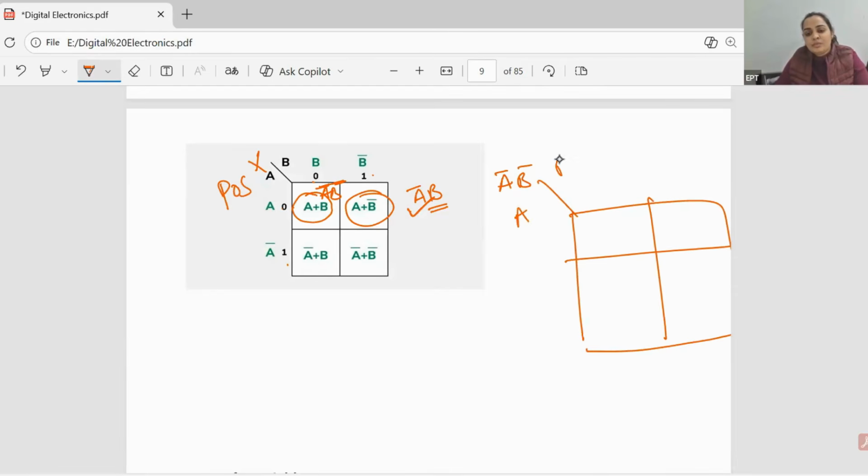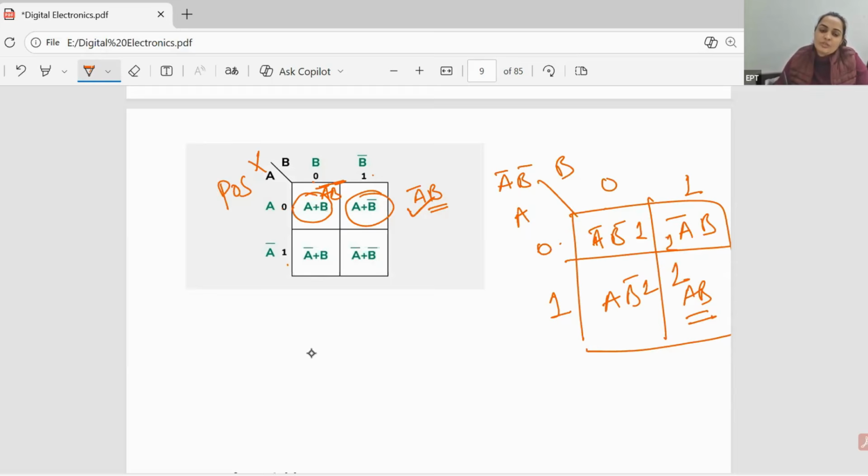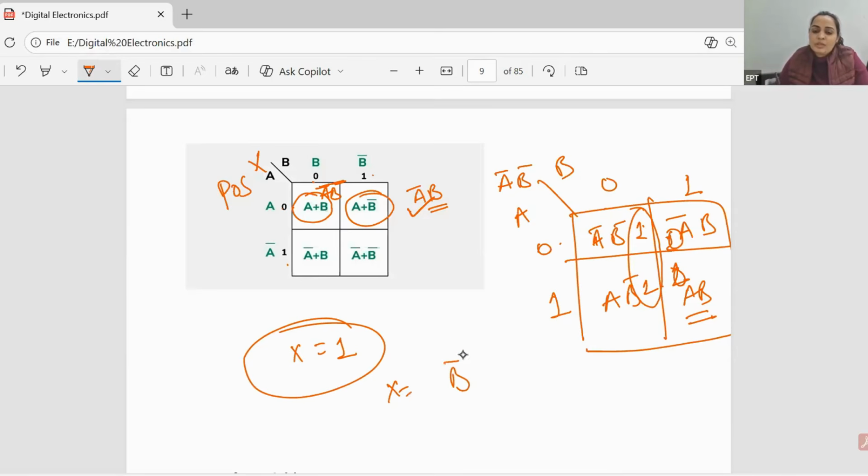A, B, we have two variables, 0, 1, right? So this is going to be A bar, B bar. This is going to be A bar, B. This is going to be A, B bar, and this is going to be A, B, right? If all the ones are there, then the output X is going to be 1 only. And if you have two ones like this, and the remaining two are 0, then you will make a pair like this, and the expression output is going to be B bar. A will be eliminated, right?